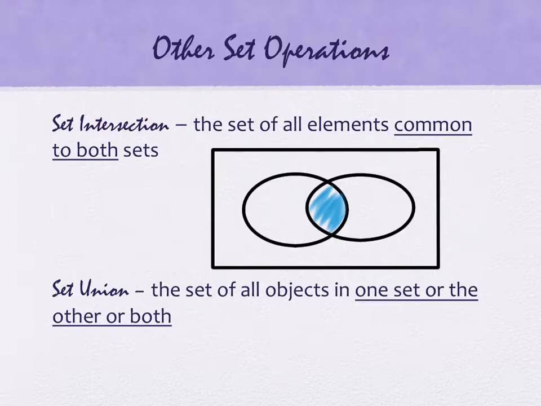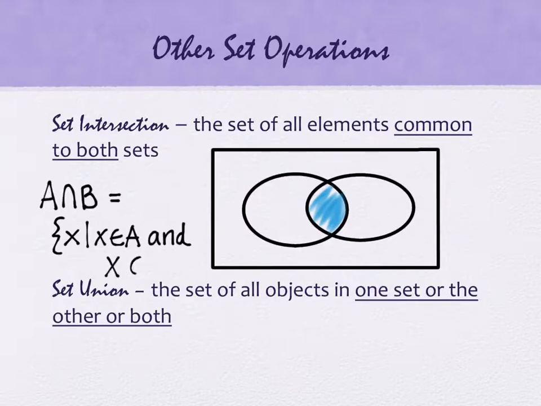The notation for this looks like an upside down U. Kind of looks like a script, like a lowercase n without the stick on the side. And this is defined to be the set of all x such that x is in A and x is in B. Has to be a member of both sets.